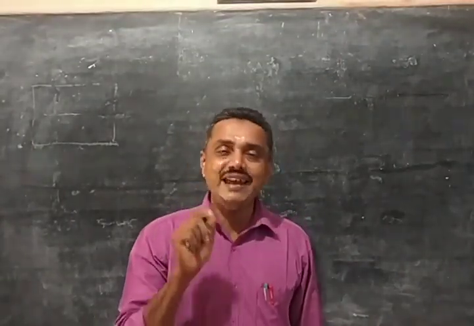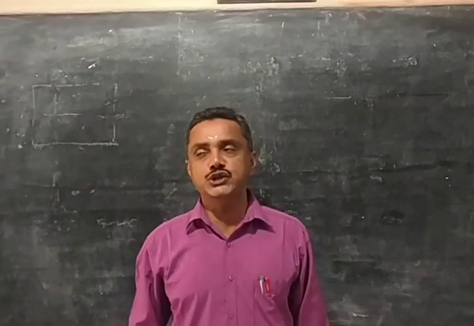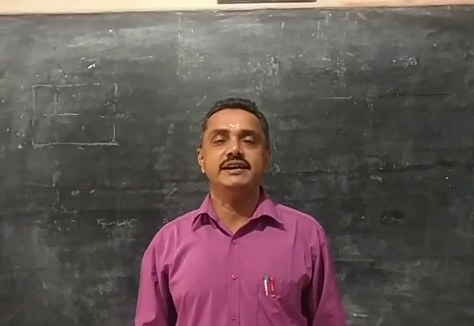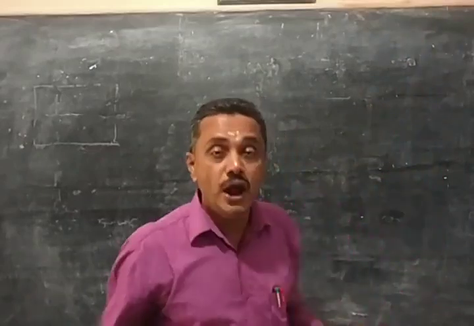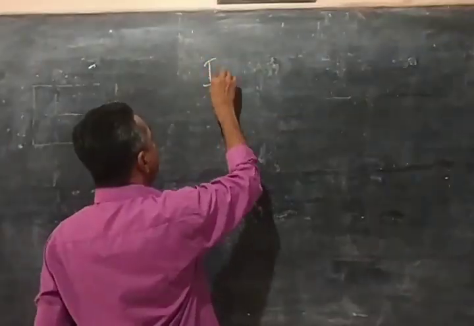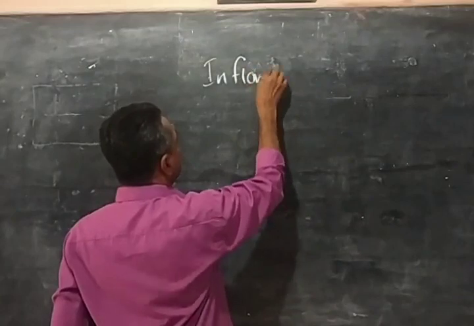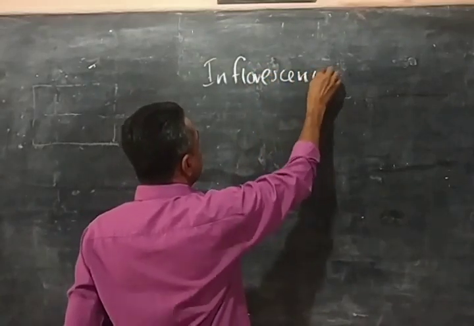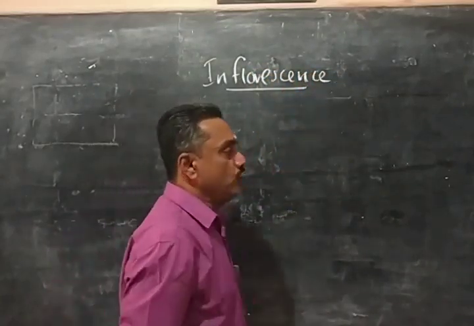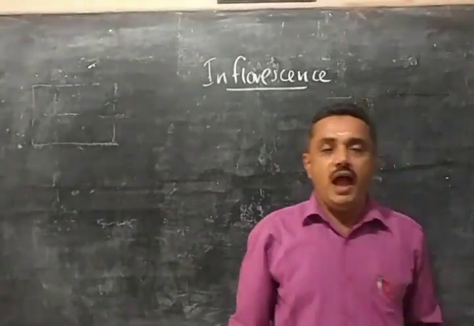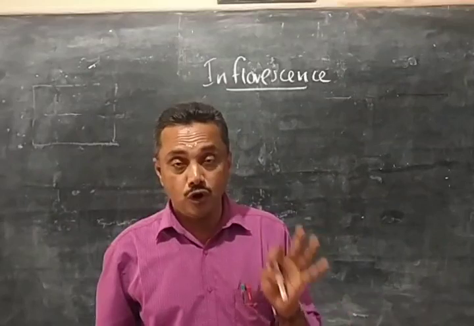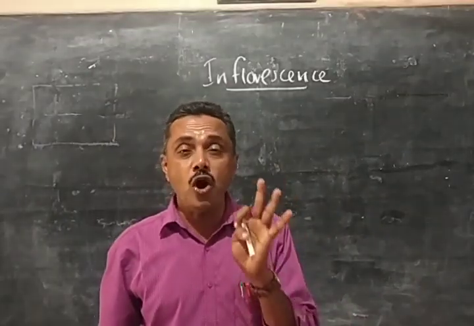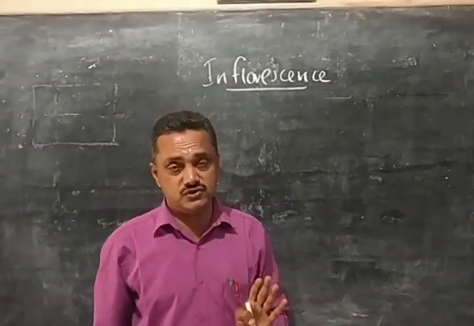So we can see the morphology of the angiosperm flower in detail because that is related to practicals. Before seeing the parts of the flower, we have to discuss one point called inflorescence. Inflorescence means a group of flowers on a common axis. A group of flowers on a common stalk is called inflorescence.